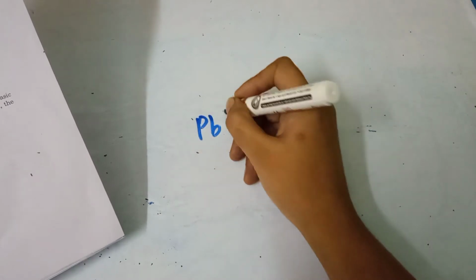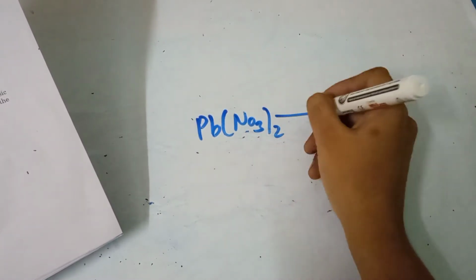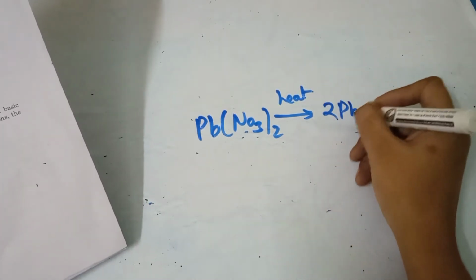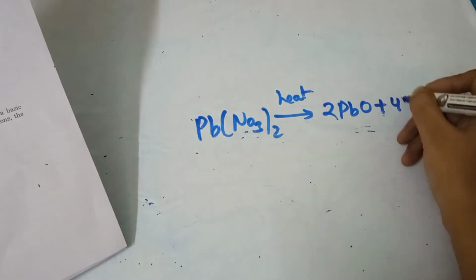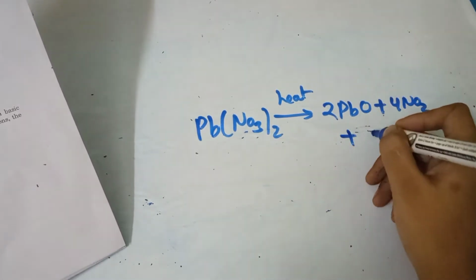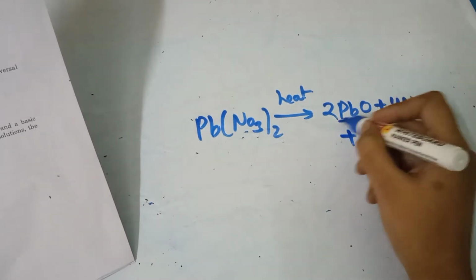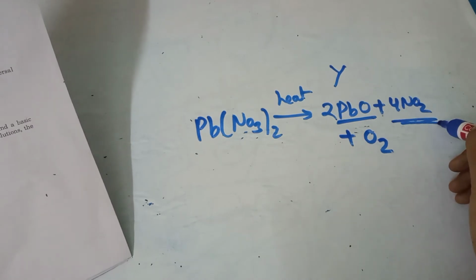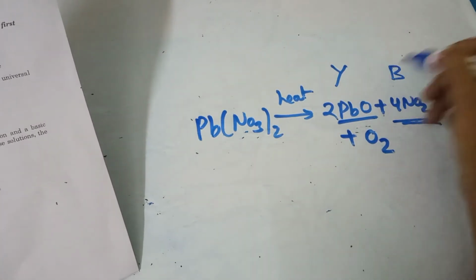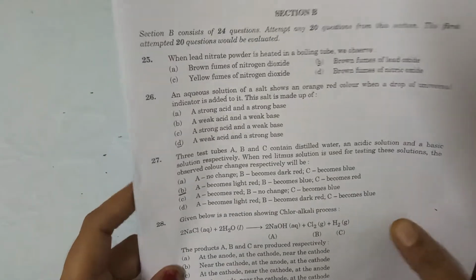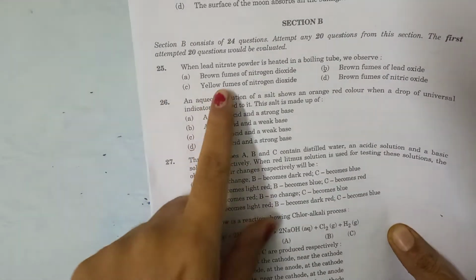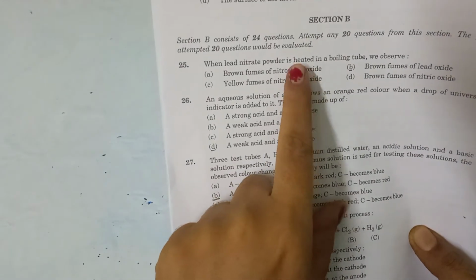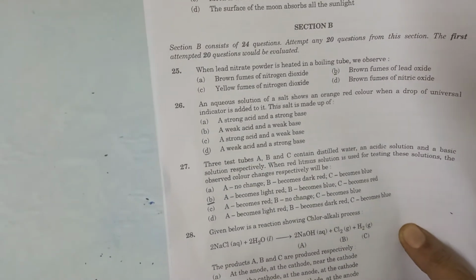So, lead nitrate, on heating, gives lead oxide plus NO2 plus oxygen. This lead oxide is basically yellow in color. This is reddish brown, so we can say it is a reddish brown color. So brown fumes of nitrogen dioxide. Yes, this is the right answer. So A is the right answer.